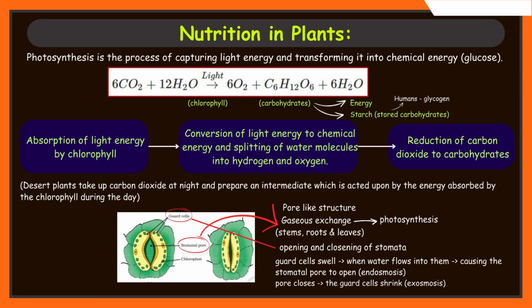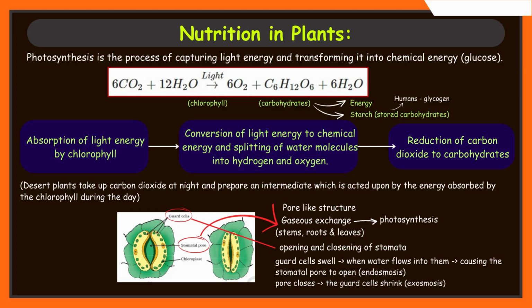Plants, the ultimate chefs of nature. Photosynthesis is the process of capturing light energy and transforming it into chemical energy. In simple words, it is glucose. You can see the equation on the screen. It absorbs light energy from chlorophyll and converts it into chemical energy. It also splits water molecules into hydrogen and oxygen. Later reduction of carbon dioxide to carbohydrates.